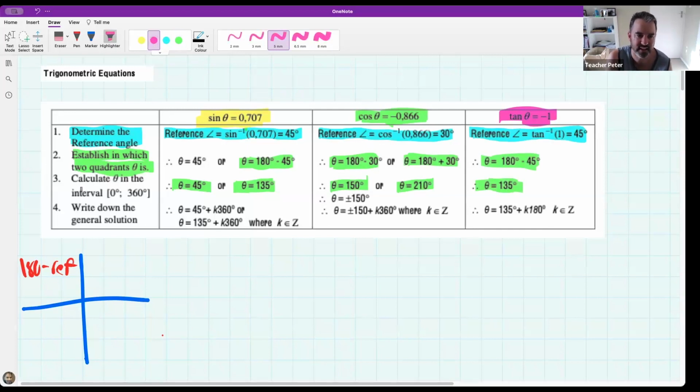Now, in this case, they said write down in the interval 0 to 360. Well, all of these answers, oh, okay. Yeah, you could do more of them. But I'm not going to go into too much detail.